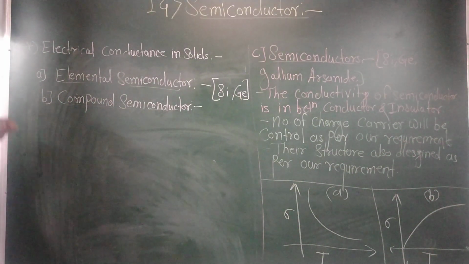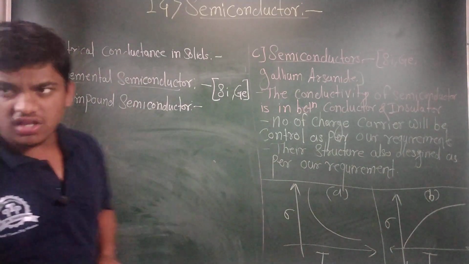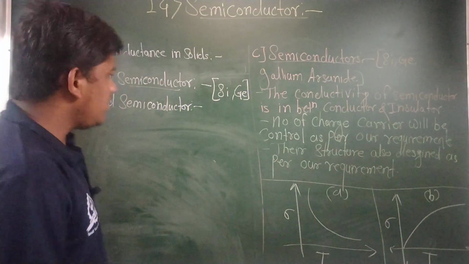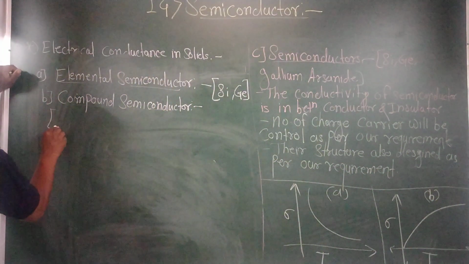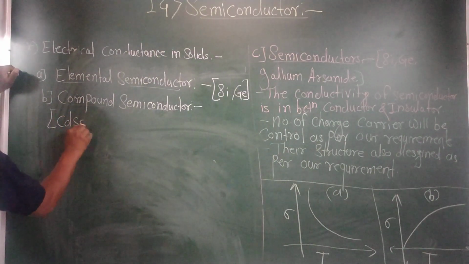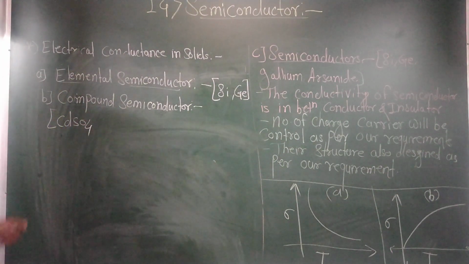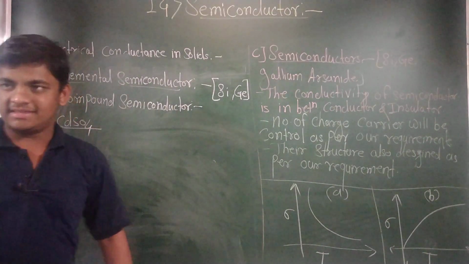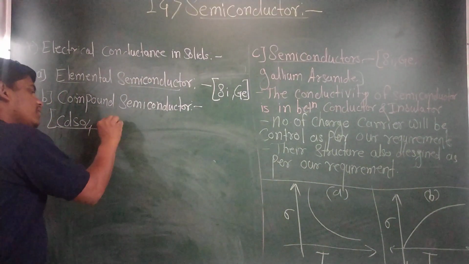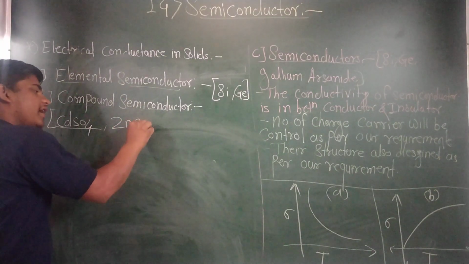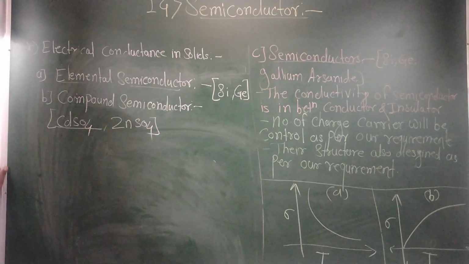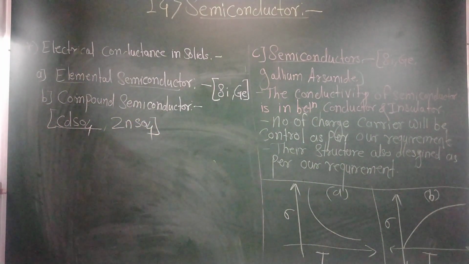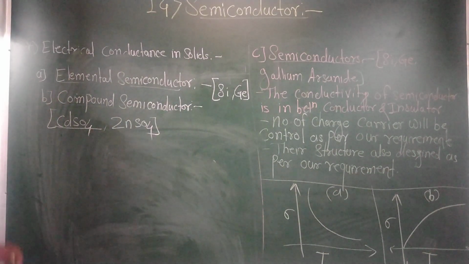Examples of such semiconductors are cadmium sulfide, CdS, as we discuss in chemistry, and another example, zinc sulfide. Cadmium sulfide and zinc sulfide are the examples of compound semiconductors.